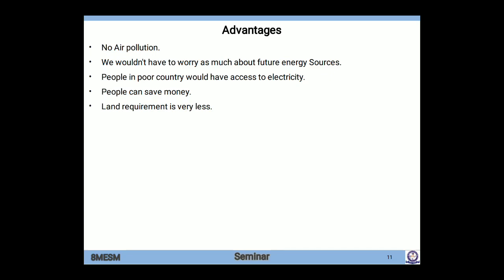People in poor countries would have access to electricity. People can save money by using a solar tree. They can use solar panels and saved sunlight to produce electricity, so they can save money. Land requirement is very, very less. Just as we grow a tree, we can grow a solar tree.